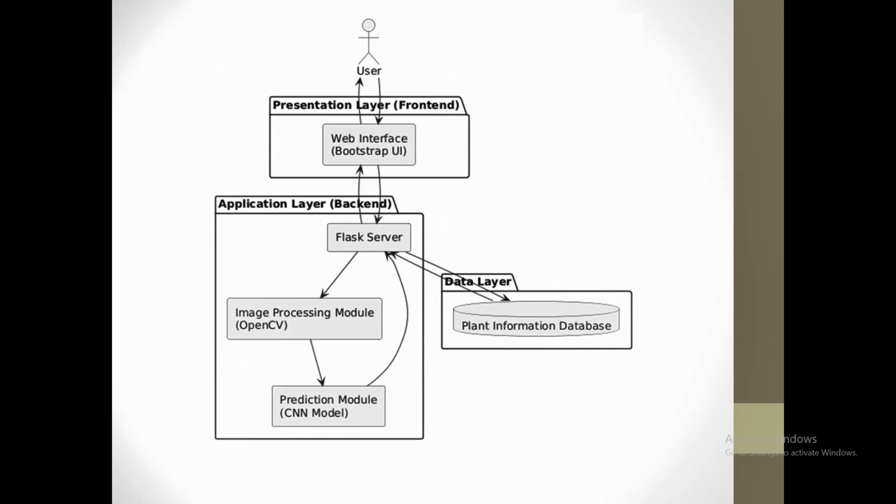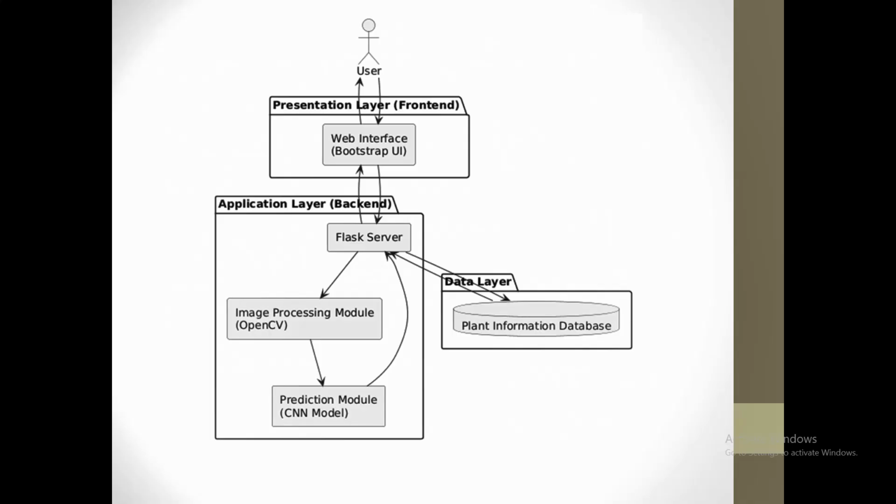Okay, so all these things are explained in this diagram. Here we have divided the information into three layers: the presentation layer, which is nothing but the front end; the application layer, where the backend process happens; and the data layer, where we have stored our information regarding the medicinal information of the plant.